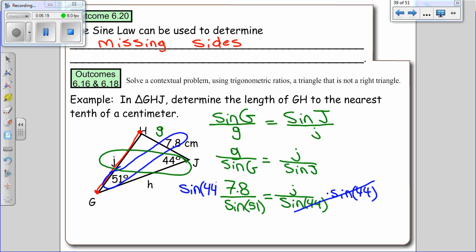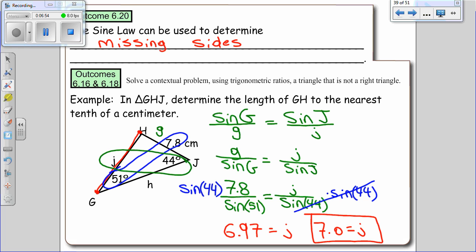And if you just punch that in your calculator, you're going to go sine of 44 times 7.8 divided by sine of 51. Make sure you use brackets to close everything off. You should get that 6.97 equals side length J. And it says nearest tenth of a centimeter, so this rounds to be 7.0 equals J.